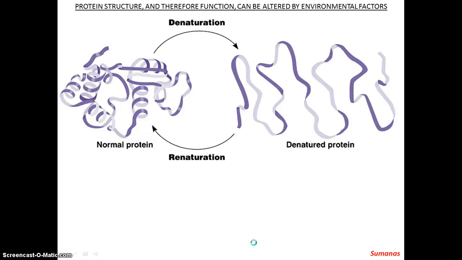Now, protein structures are very sensitive to temperature and pH, and they can be altered if the pH is not right or the temperature is too warm, and that's what we call denaturing. Now, some proteins, once they're denatured, you cannot reverse it, and some are reversible. So for example, when you cook an egg, you cannot reverse its structure.